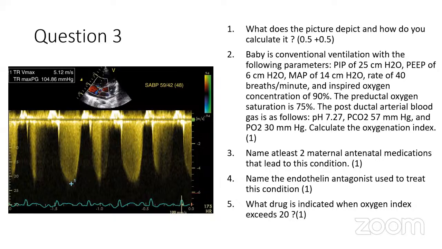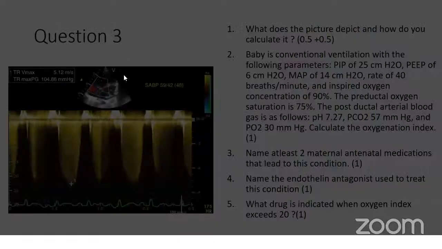So this is a baby who is on conventional ventilation with the following parameters. Let's say PIP is 25, PEEP of 6, MAP is 14, and the rate is 40 breaths per minute, FiO2 of 90%. Preductal oxygen saturation is 75%, and postductal blood gas is given here, in which PO2 is only 30 millimeters of mercury. So the question here is to calculate oxygenation index. So how do you calculate oxygenation index?